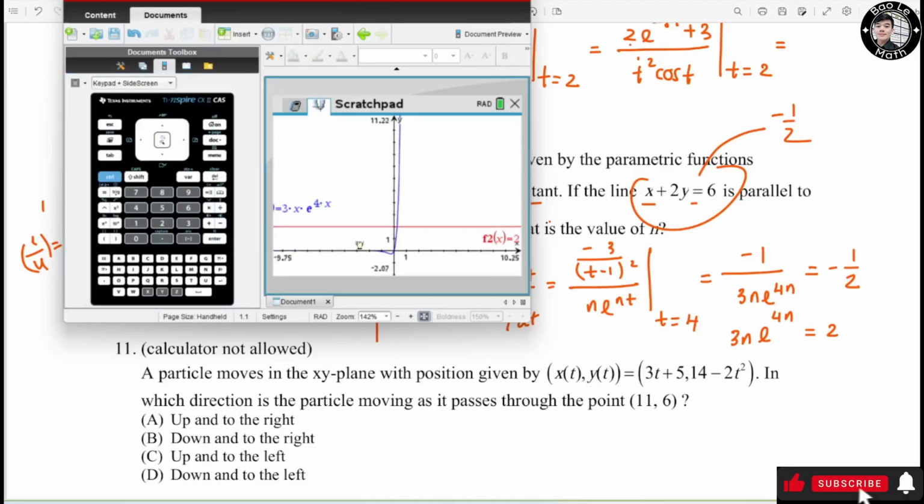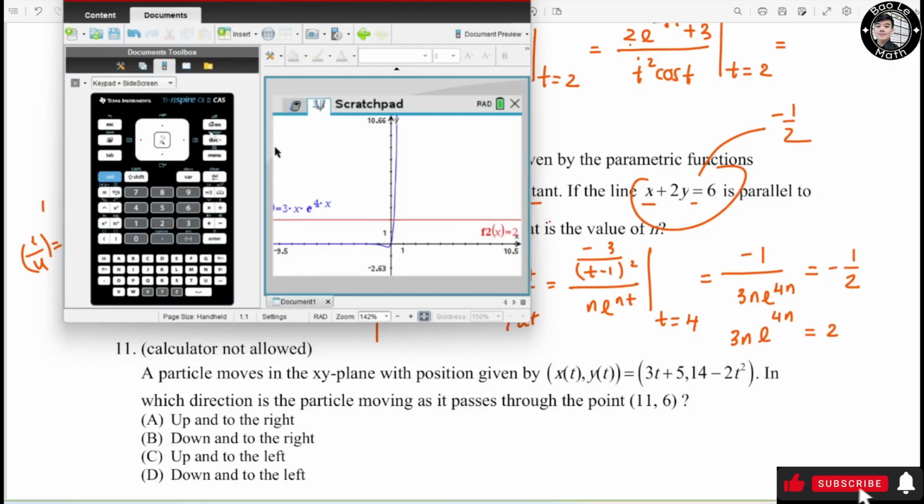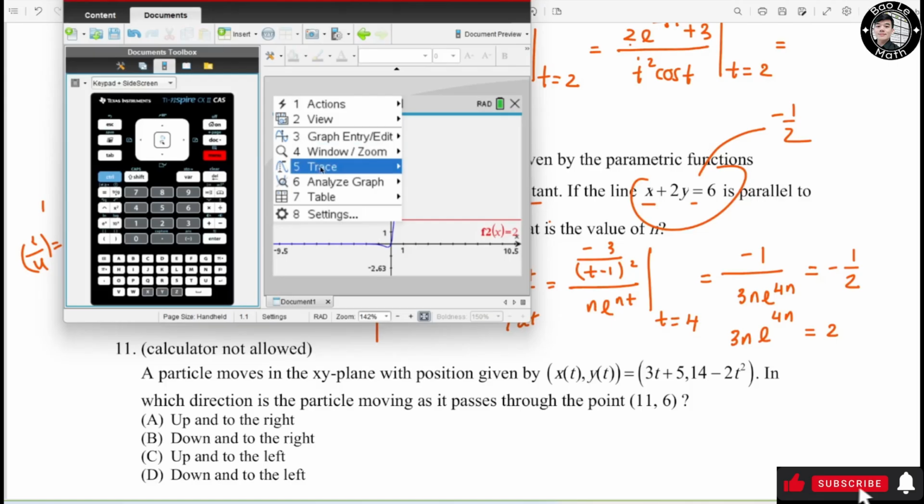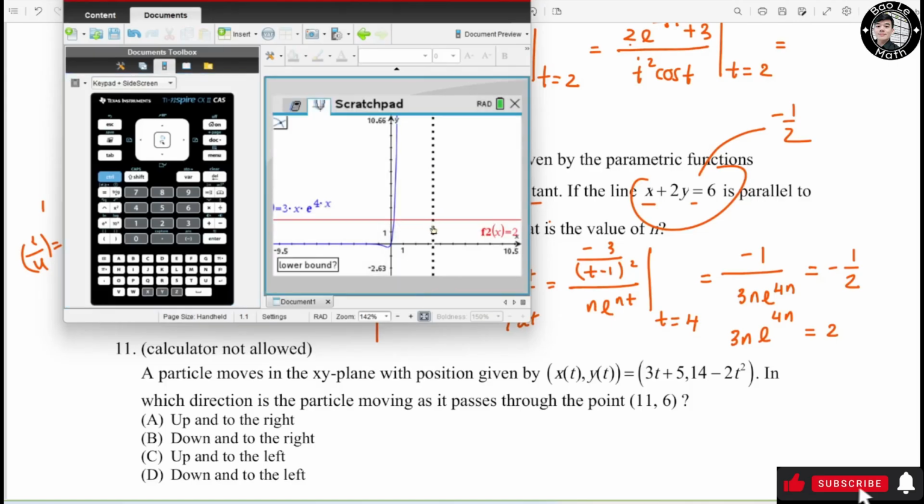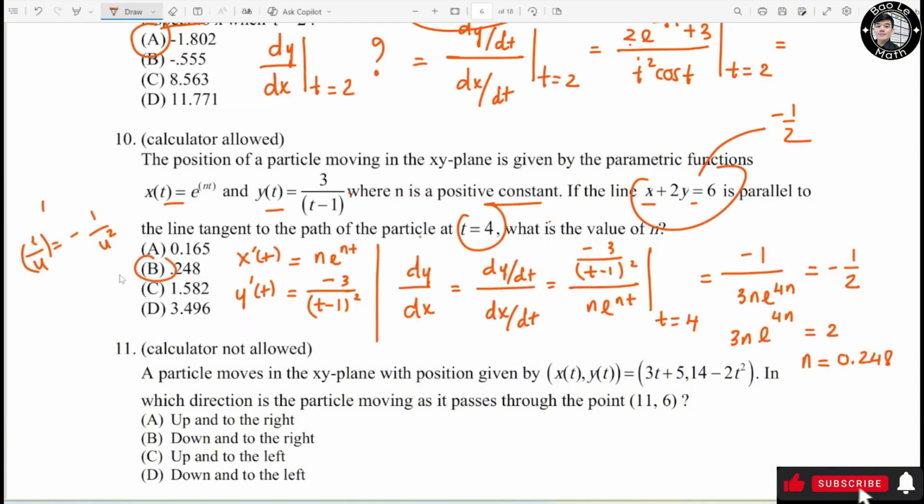It's going to be right here. Alright, now we need to find the intersection right here, right? So press menu, number 6, set number 4, go to the left, go to the right. It's going to be 0.248. The answer is B.